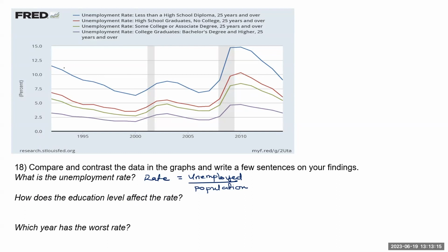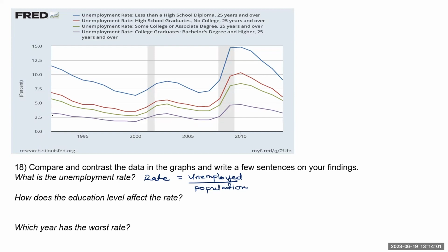When you pay close attention to the graphs that we have here, the blue represents the unemployment rate for those less than a high school diploma, 25 years and over. The red represents high school graduates, no college, 25 years and over. The green represents some college or associate degree, 25 and over. And then the purple represents college graduates, those with a bachelor's degree and higher, 25 years and over. Then the lower the rate, it shows how it affects the educational level.